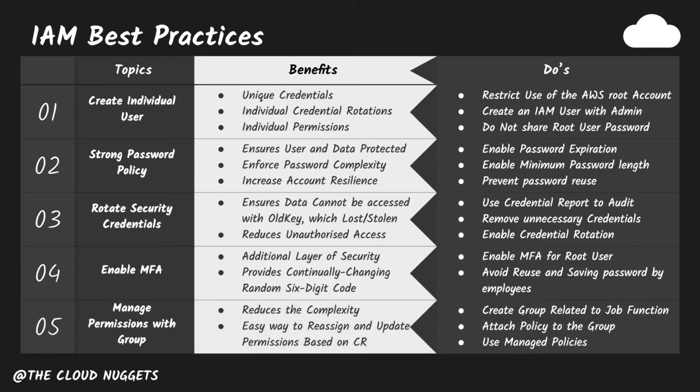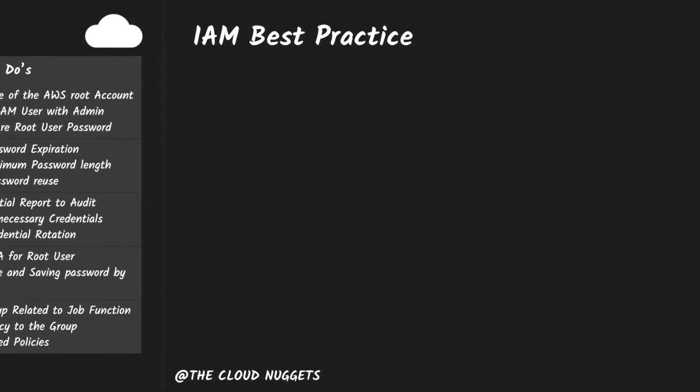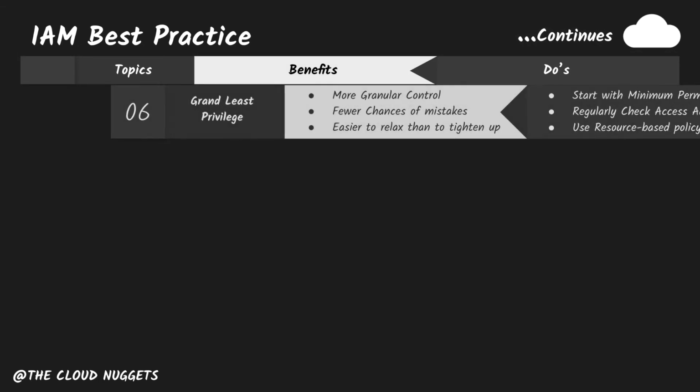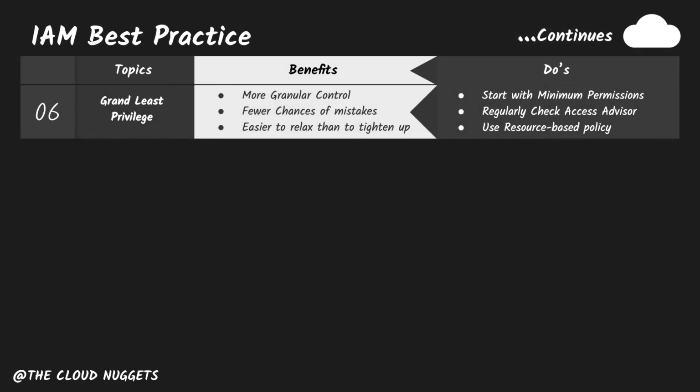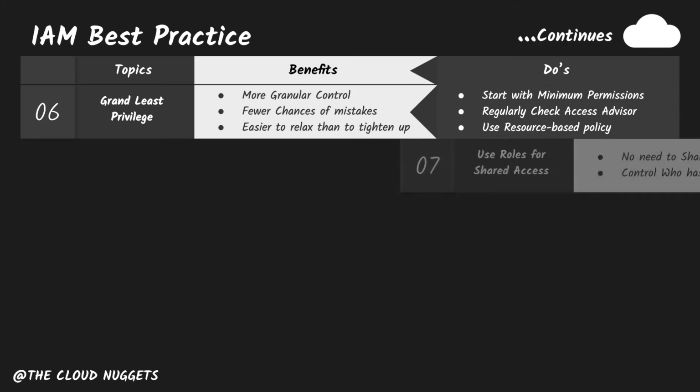Manage permissions with groups. It reduces complexity and is an easy way to reassign and update permissions based on changes. Create groups related to job function, attach policies to the group, and use managed policies. Grant least privilege. Benefits are more granular control, fewer chances of mistakes, and it is easier to relax than to tighten up. Do's: start with minimum permissions, regularly check access advisor, use resource-based policies.